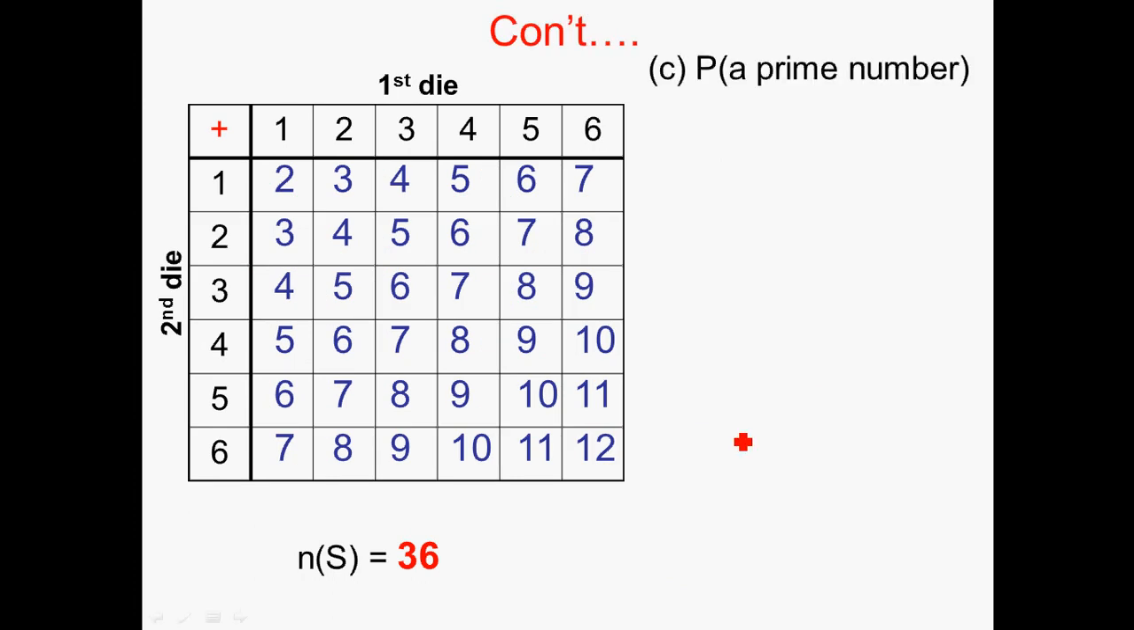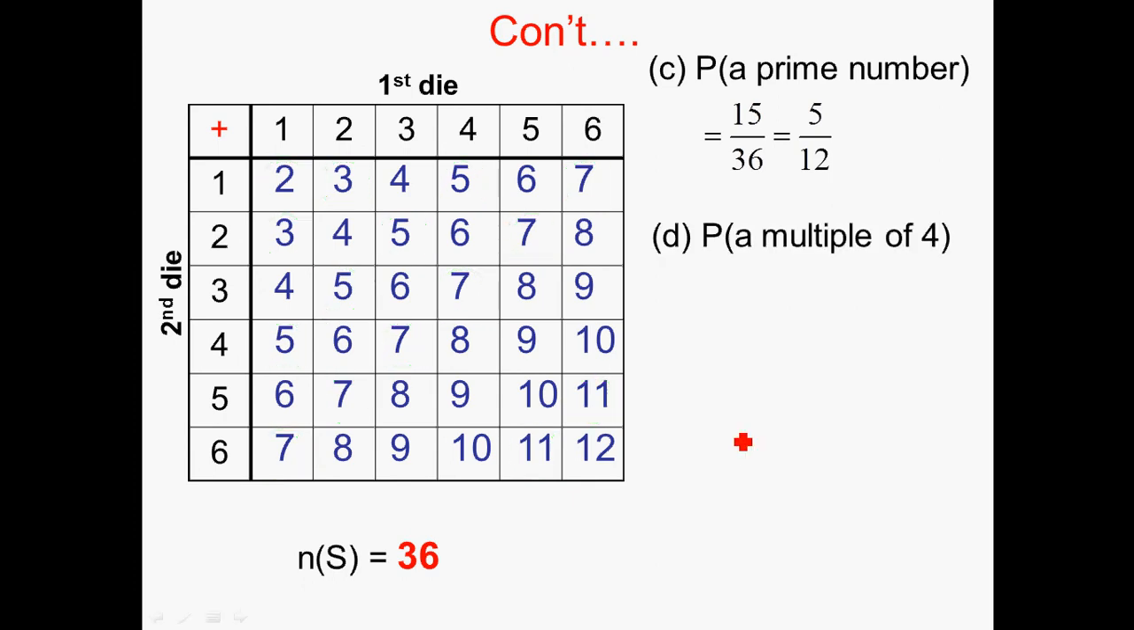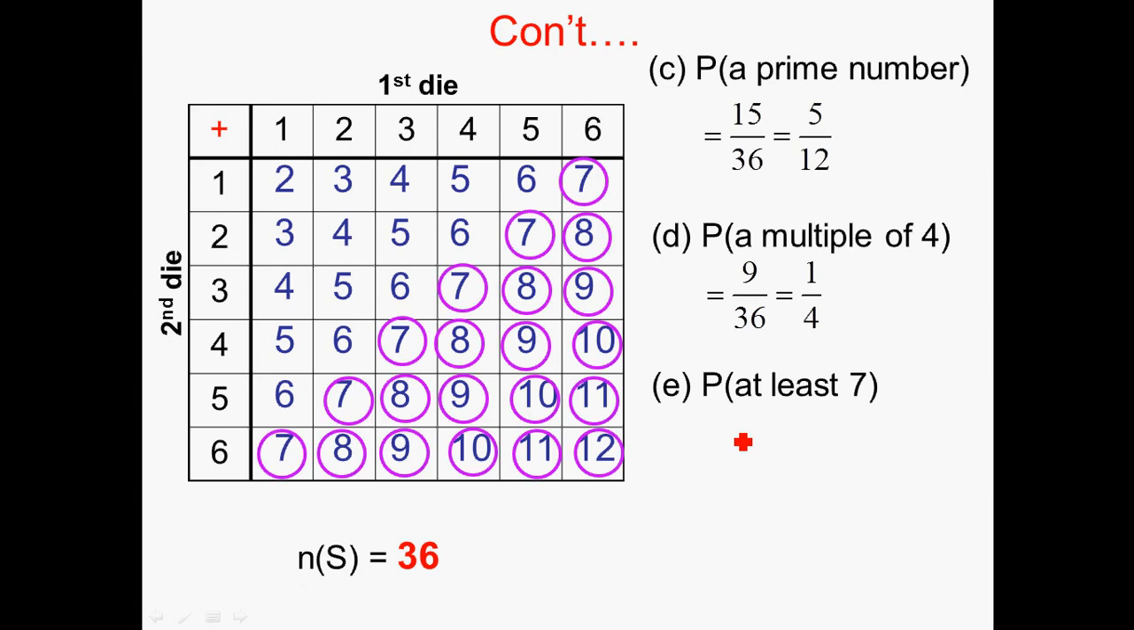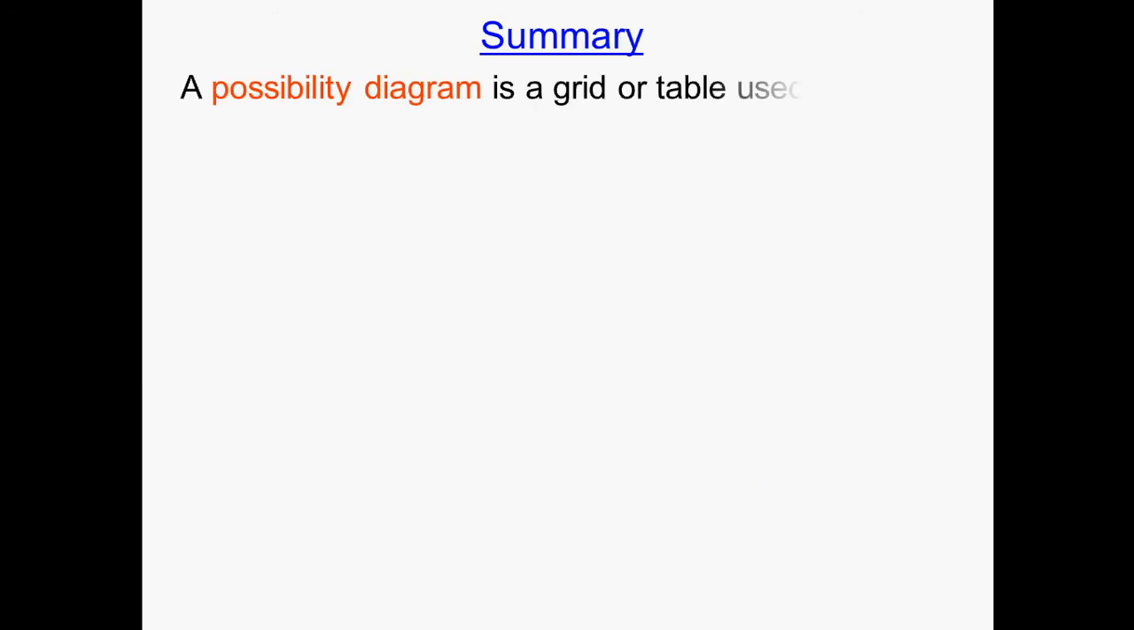Now part C, probability of prime numbers. Just count the outcomes which are prime numbers. That gives you 5 out of 12. Multiple of 4: you have 9 out of 36, which is 1/4. Probability of at least 7: 7 out of 12. So from part A to part E, as long as you have drawn out this possibility diagram, it makes our collation easier and you will not miss out any of the numbers.